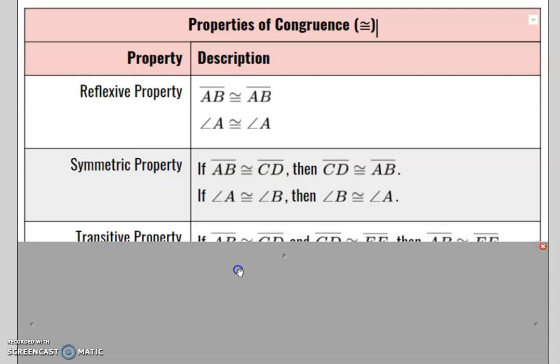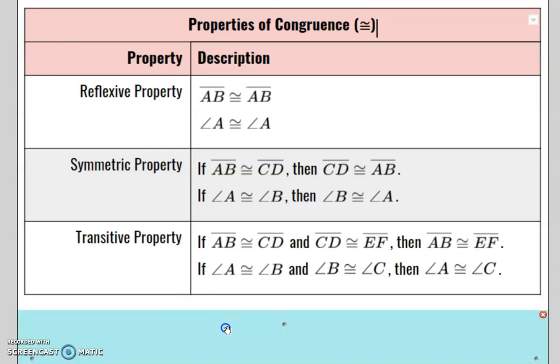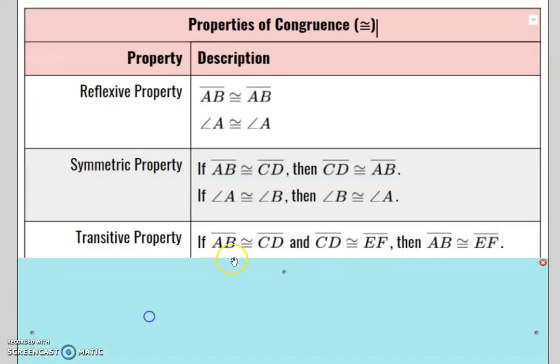The last one is the transitive property. Again, this is my favorite, okay? We'll look at one at a time here. If segment AB is congruent to segment CD, and then I know segment CD is congruent to segment EF, I can skip over that and I can say then segment AB must be congruent to segment EF.